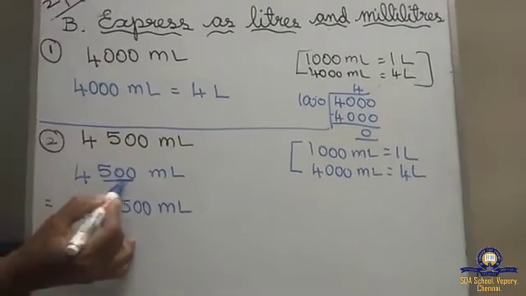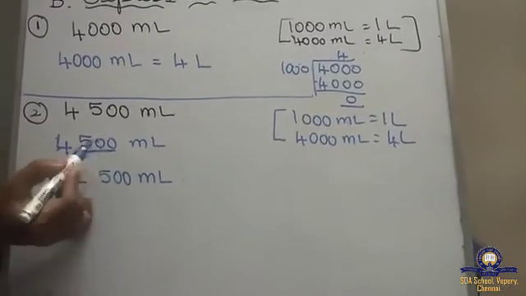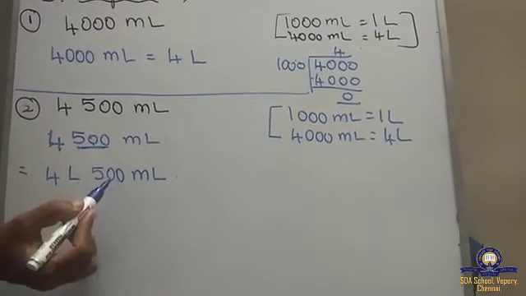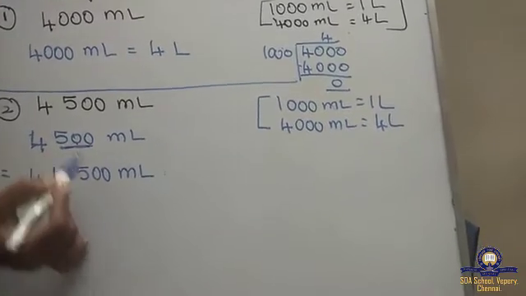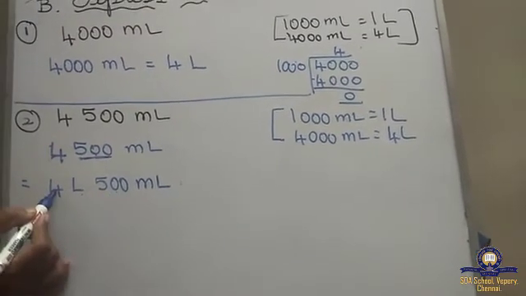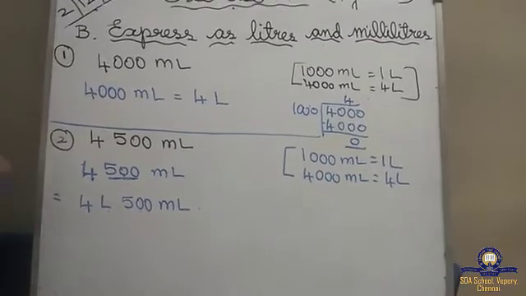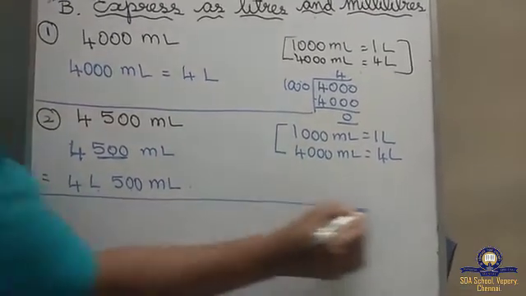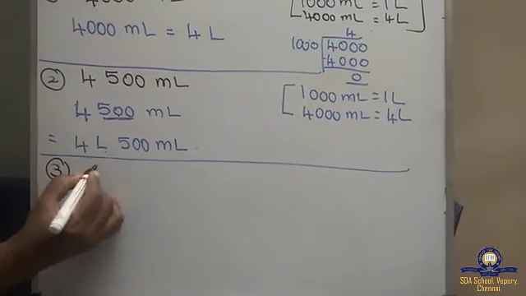These are milliliter. These three will come under milliliter. This is 1000, isn't it, children? So 4 liter 500. 3 digits will always come in the milliliter. 1000, how many zeros? 3, isn't it, children? So this will be coming as milliliter. So 4 liter 500. Directly also you can write. It will be very easy for you. Okay, we'll see the third sum.